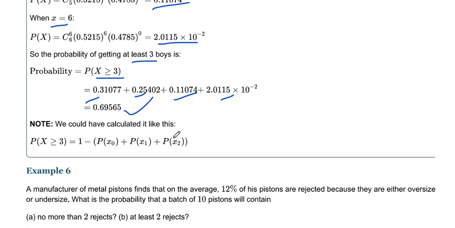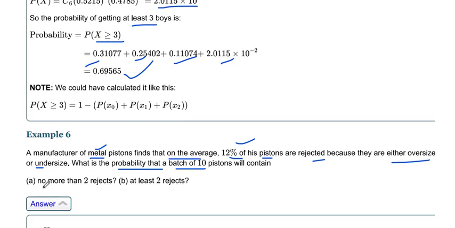Okay, next example. A manufacturer of metal pistons finds that on average 12% of his pistons are rejected because they are either oversized or undersized. Now, what is the probability that a batch of 10 pistons, meaning we have to pick 10 pistons, will contain (a) no more than 2 rejects, (b) at least 2 rejects?